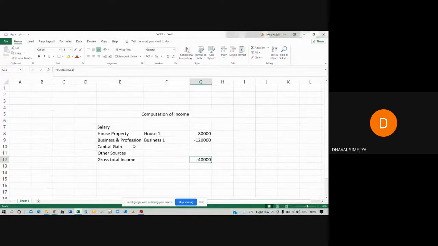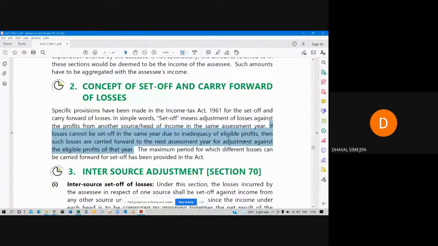So now what to do? I am facing loss. So now this loss will be carried forward to next year. If in next year I am having income, then this loss will be set off from that income. Okay, this loss will be carried forward. That is what is written over here.